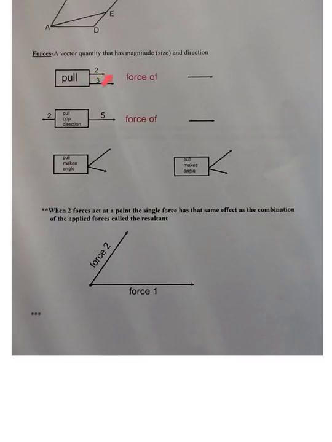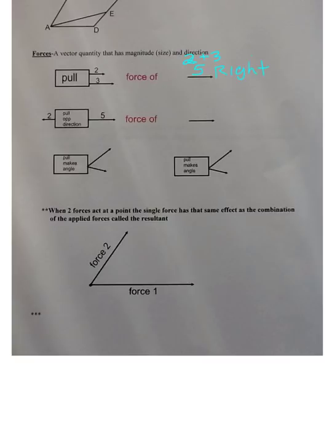So together their combined force is 5 to the right. So that's 2 plus 3. You get that by, since they're going in the same direction, it's 2 plus 3. So it's a force of 5 to the right.